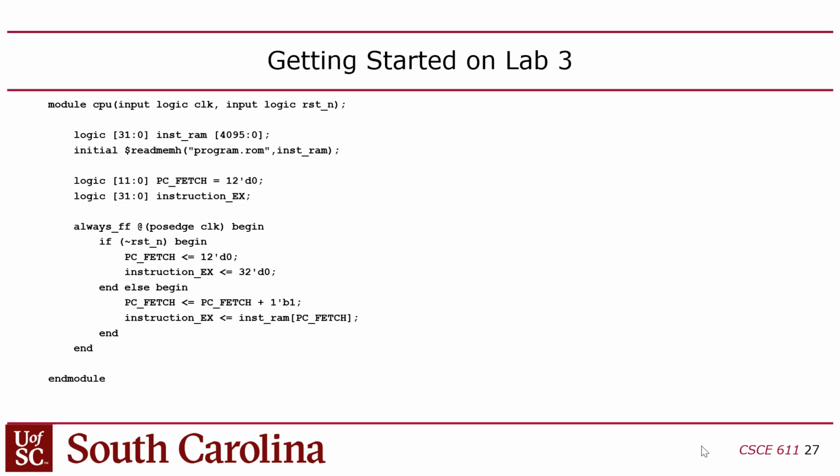And then there's an always block. This is essentially the fetching part of the processor. So always at posedge clock, if there's a reset, set the program counter to 0 and set the instruction to 0, which is a no-op. And then if you're not resetting, then you always increment the program counter. So the program counter is always marching forward every cycle you're not resetting, and you're accessing the corresponding instruction here and putting it into instruction_EX. Okay? So this is your fetch stage.